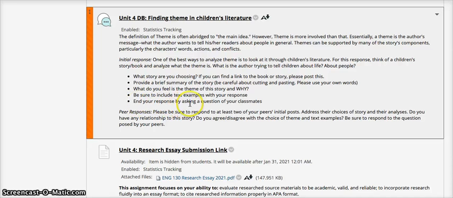End your response by asking a question of your classmates. Ask a question that helps engage your classmates in further discussion about your initial post and the idea at hand.